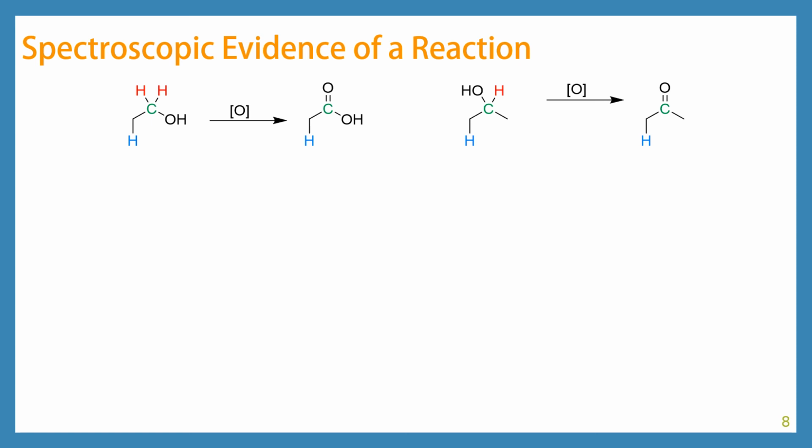So the last thing I want to talk about in this section is the spectroscopic evidence of a reaction. Spectroscopy can be used in a lot of different ways. It can be used to determine what an unknown compound is, or it could be used to determine that a reaction has occurred. Because if you know what you're looking for, you can actually see some pretty obvious signs. So notice that we're looking at two oxidation reactions here. We're looking at the oxidation of a primary alcohol into a carboxylic acid, or a secondary alcohol into a ketone.